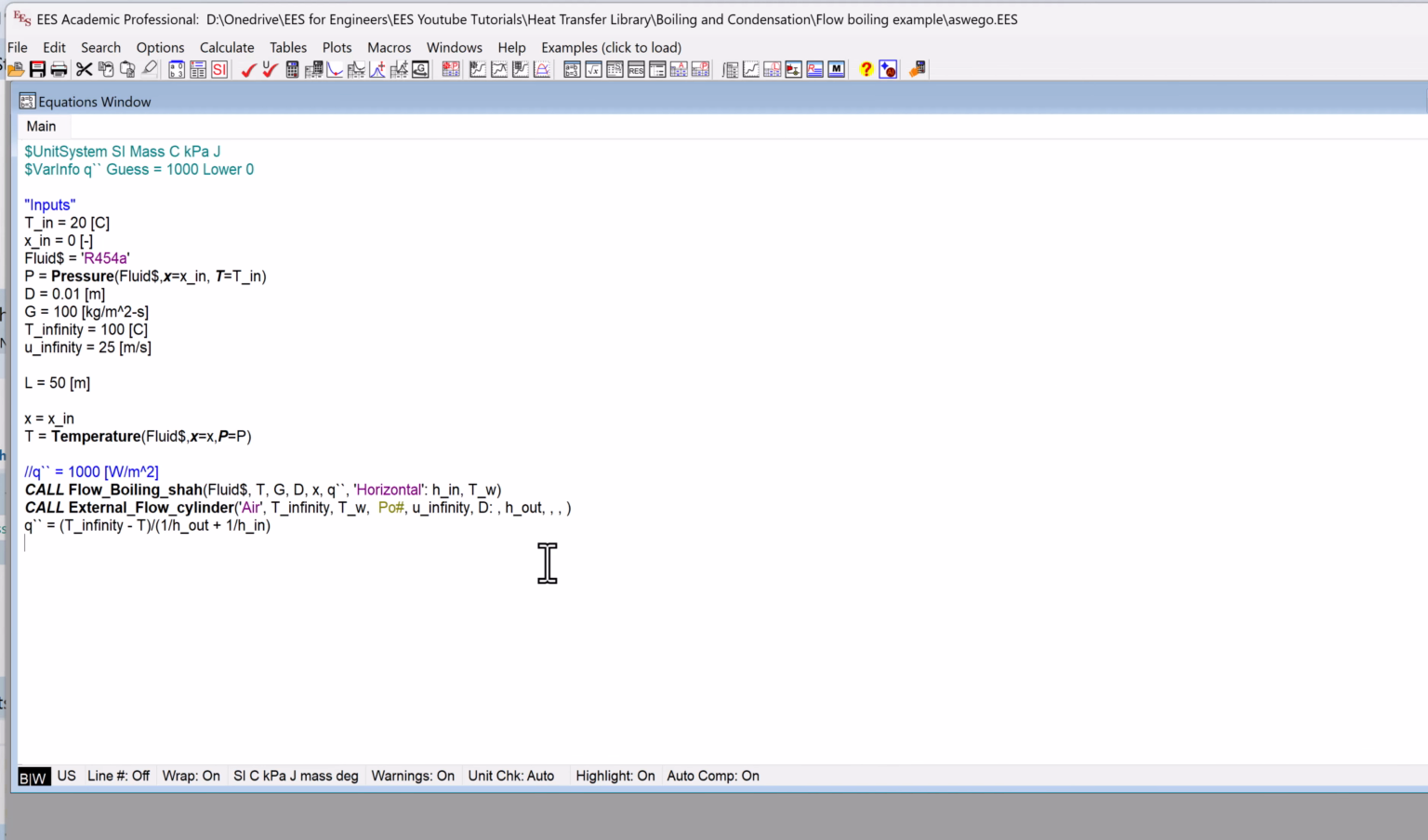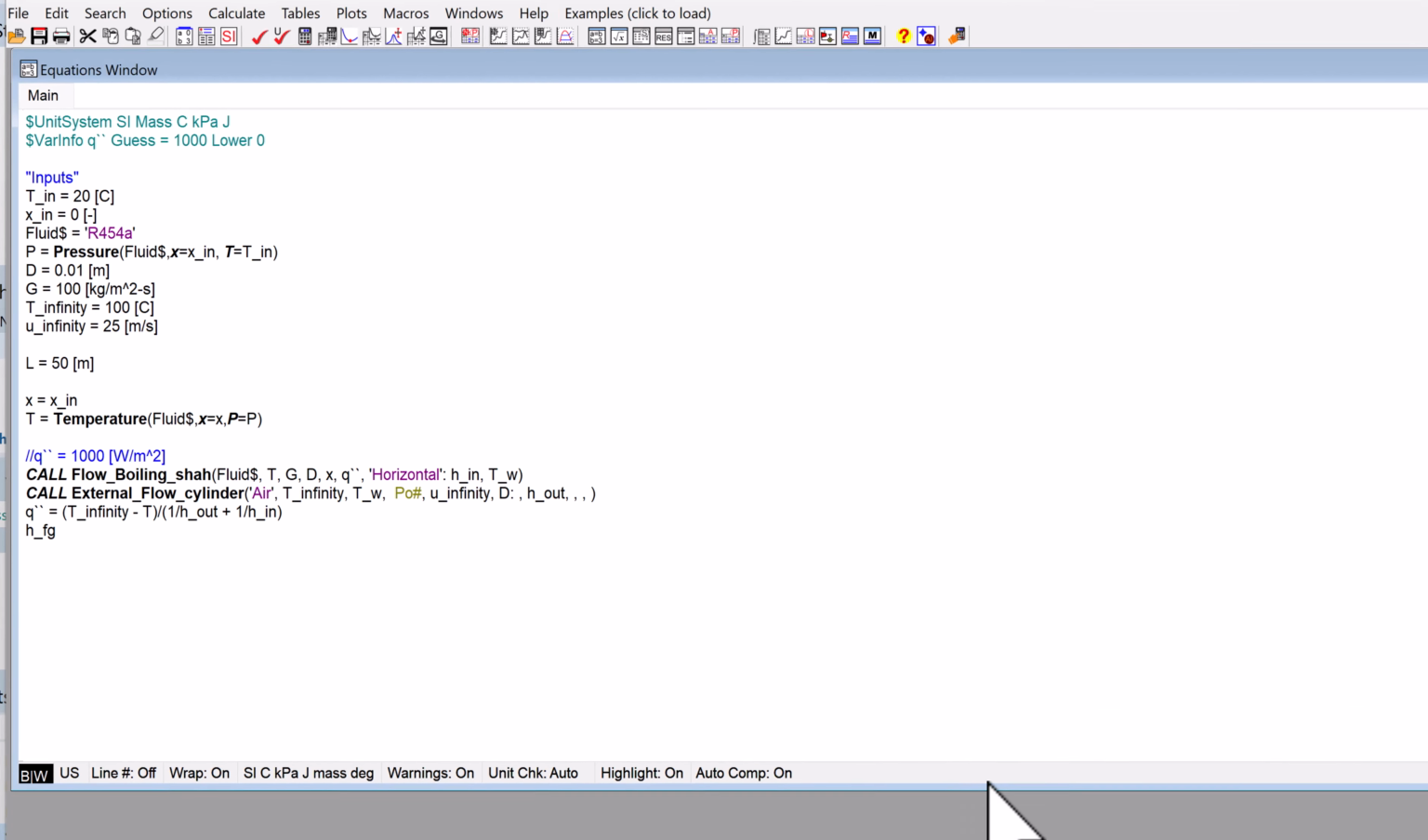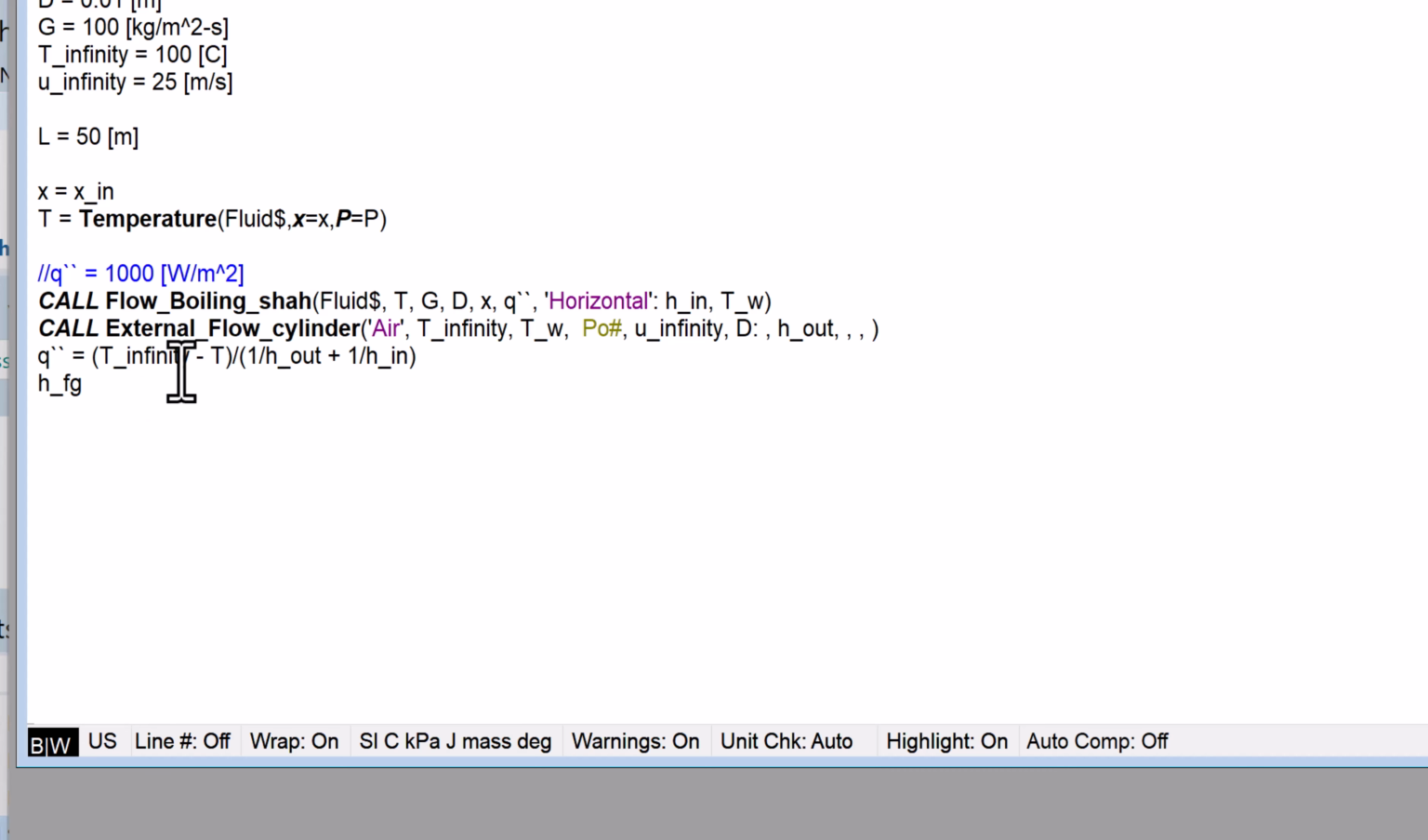Alright, so let's first of all get the latent heat of vaporization. So that would be what? Enthalpy underscore vaporization of fluid dollar at P, right, because we're doing this vaporization process at a constant pressure. So like that. And then we'll program that energy equation.